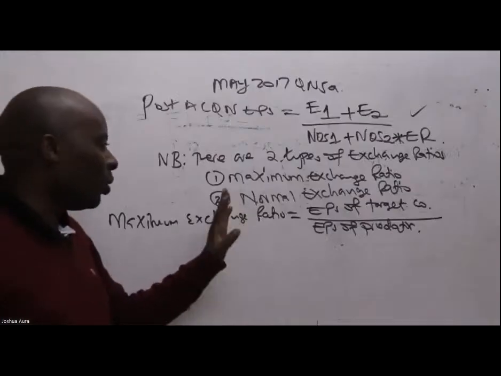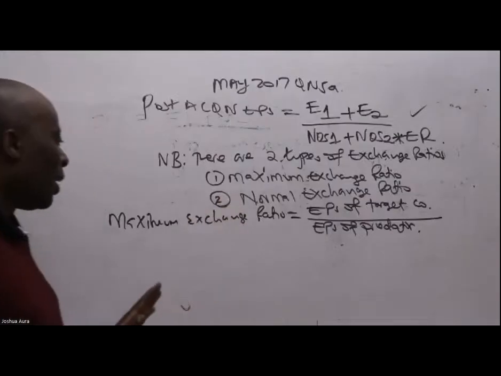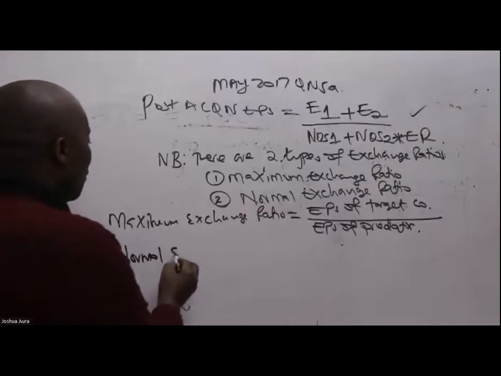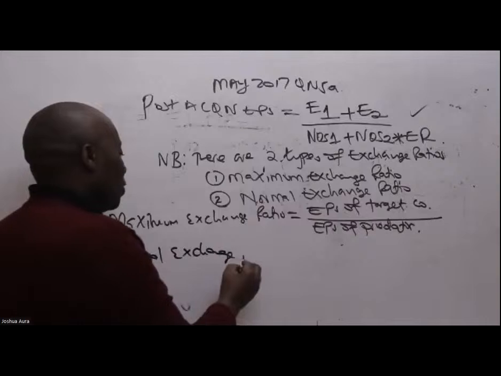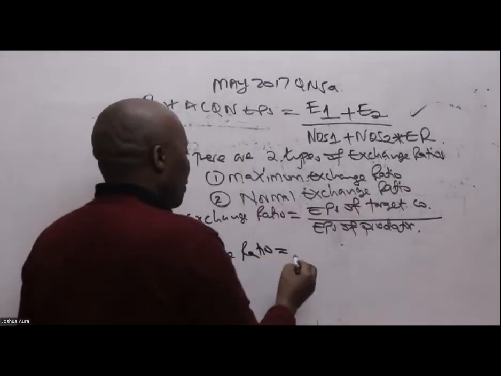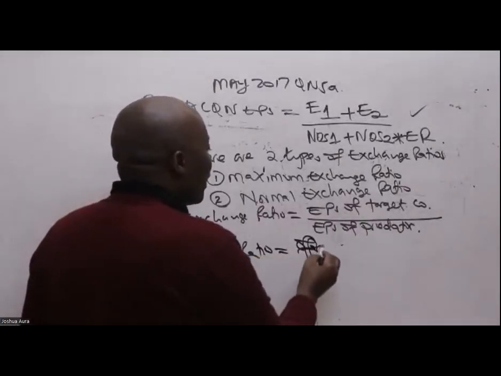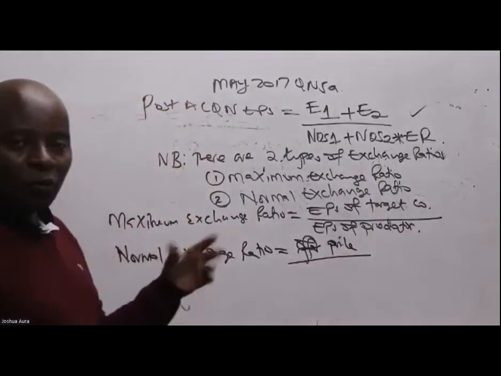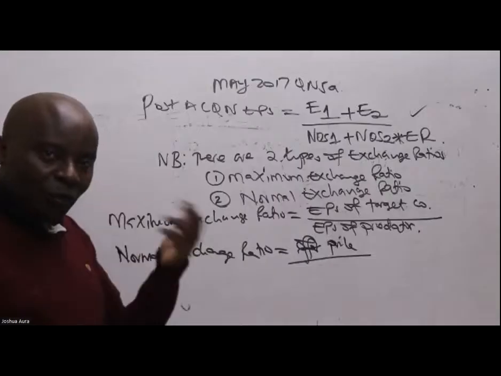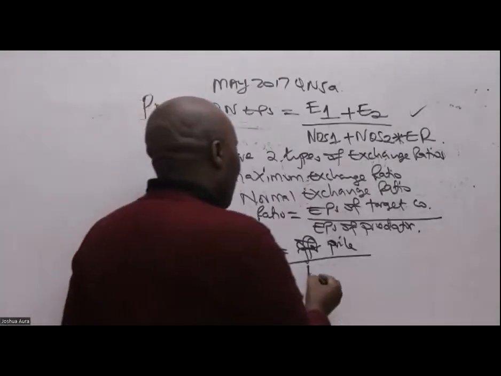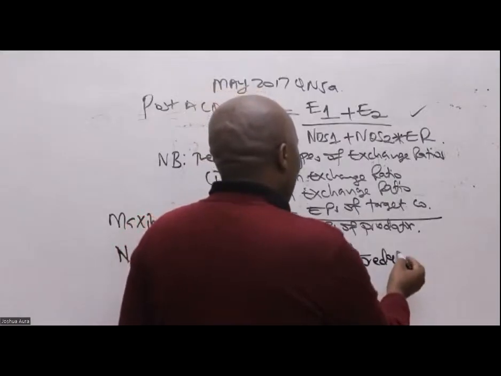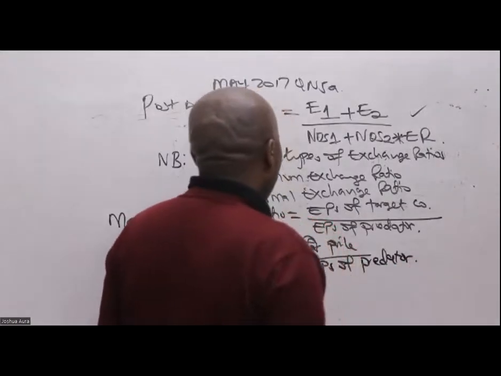Now, when we talk of the normal exchange ratio, here you look at the offer price. How much has been offered by the predator? The offer price, and then you divide this by the MPS of the predator.